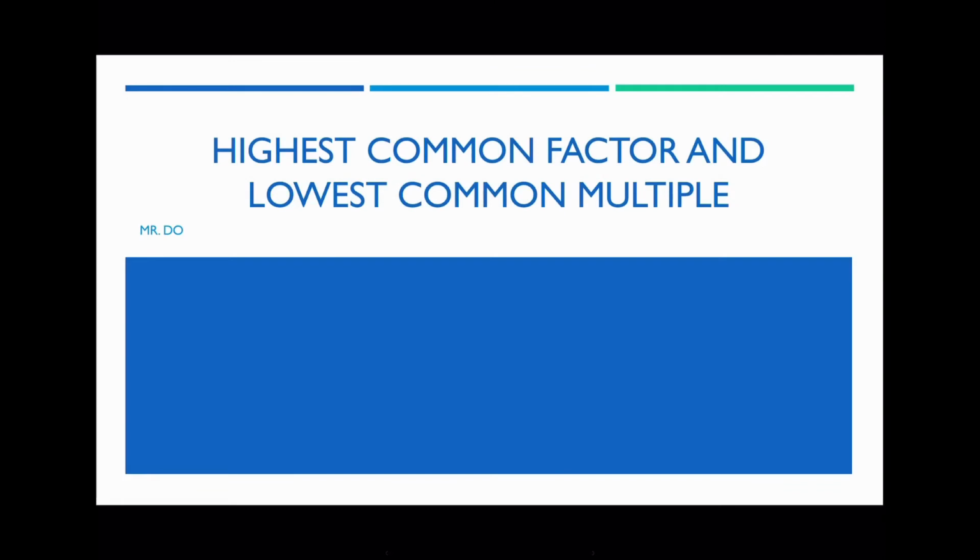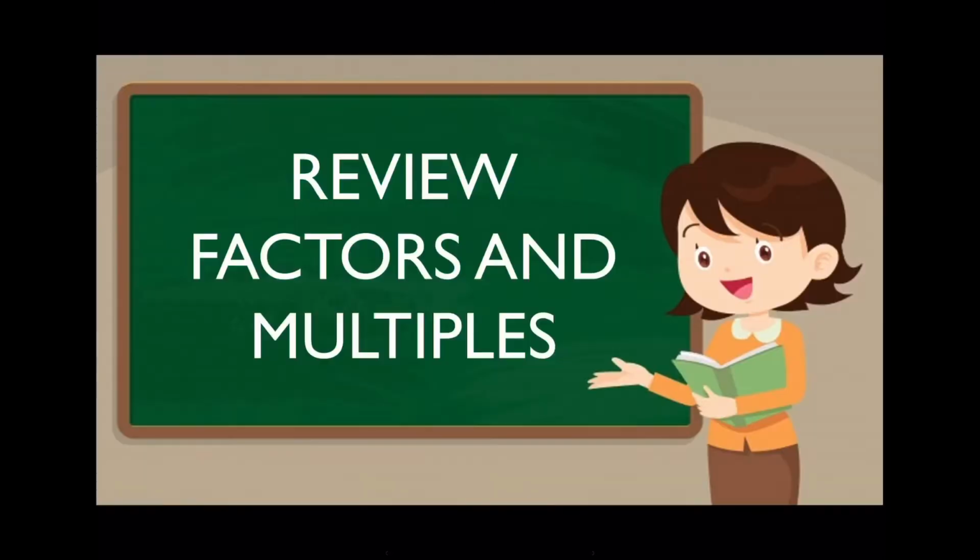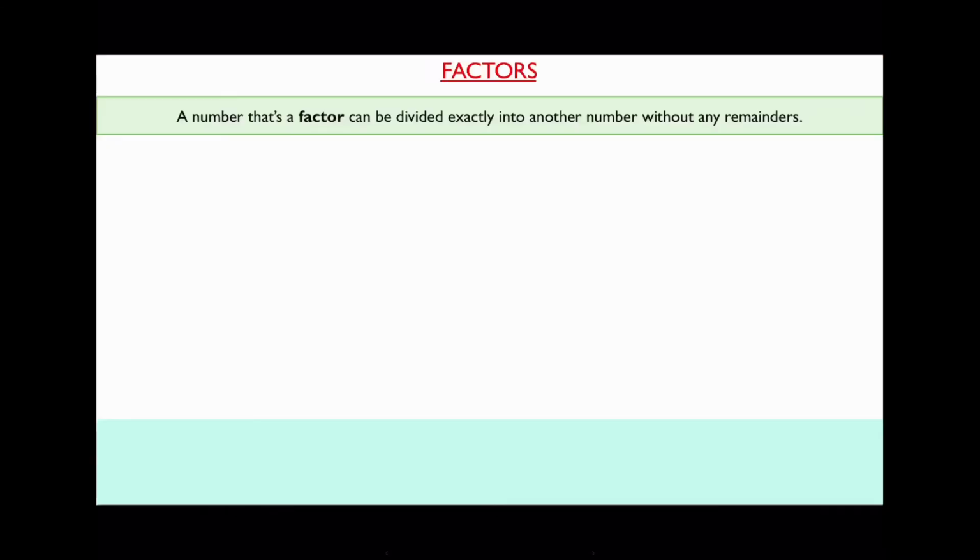Hello class, in this video we're going to be looking at highest common factor and lowest common multiple. Before we actually look into this, we're going to quickly do a review of what factors and multiples are from the previous lesson. Looking at the first thing, which is factors, we said that a number that's considered to be a factor can be divided exactly into another number without any remainders.